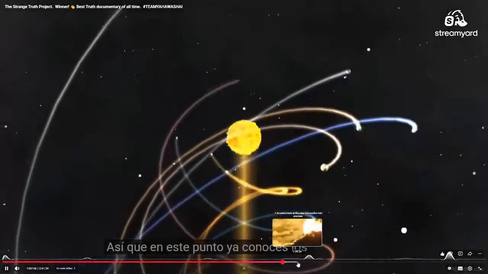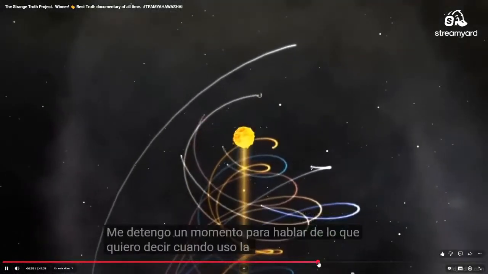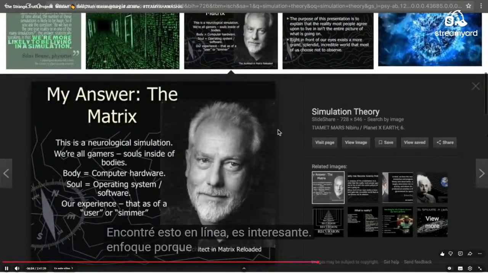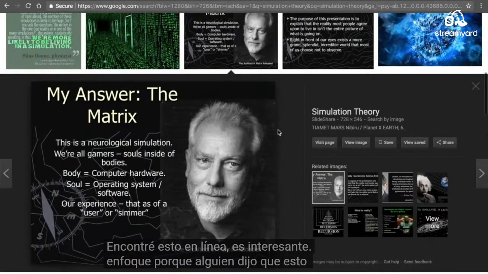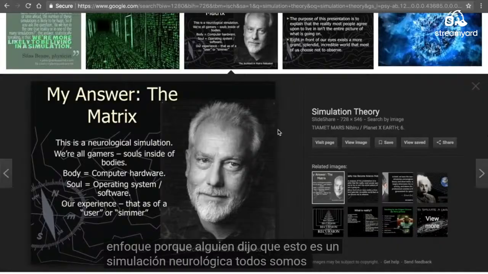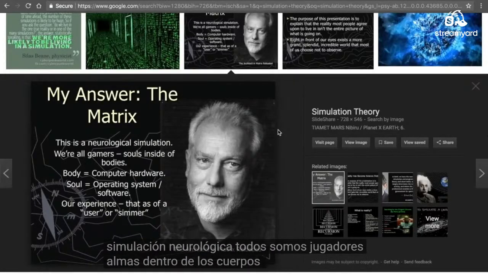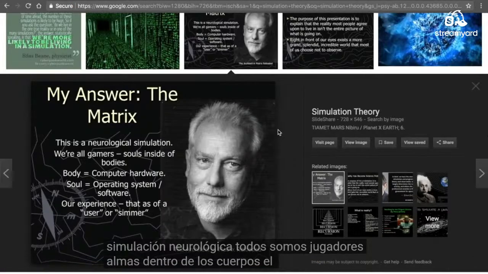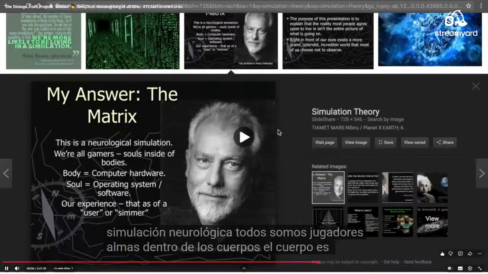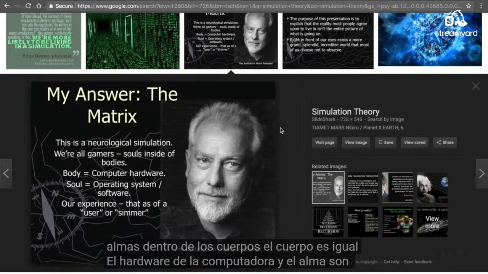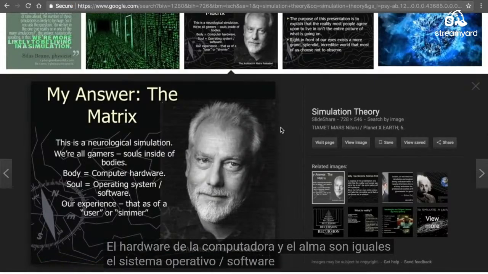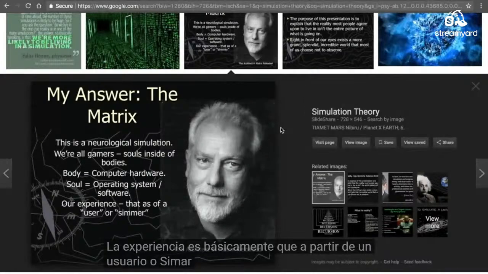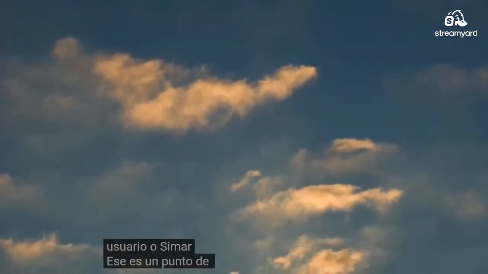So at this point, you know the challenges that I see in this model or simulation. I found this online. It's an interesting approach because someone said, this is a neurological simulation. We're all gamers, souls inside of bodies. Voy a los gamers. Bueno, lo está diciendo ahora. The body equals computer hardware, and the soul equals the operating system/software. Our experience is basically that as of a user or simmer. So that's an interesting point of view.